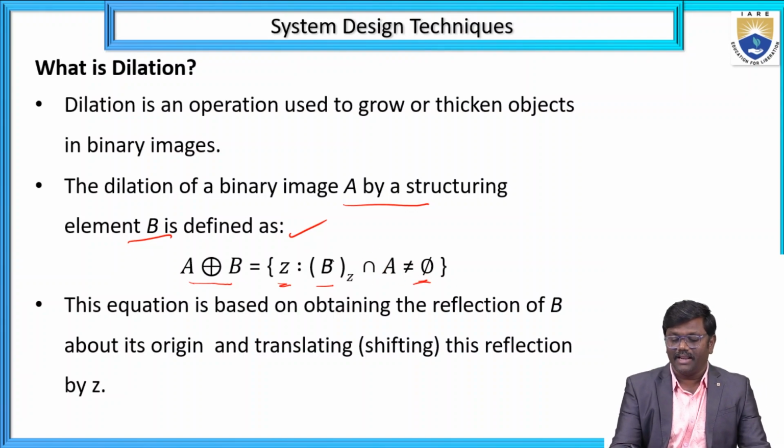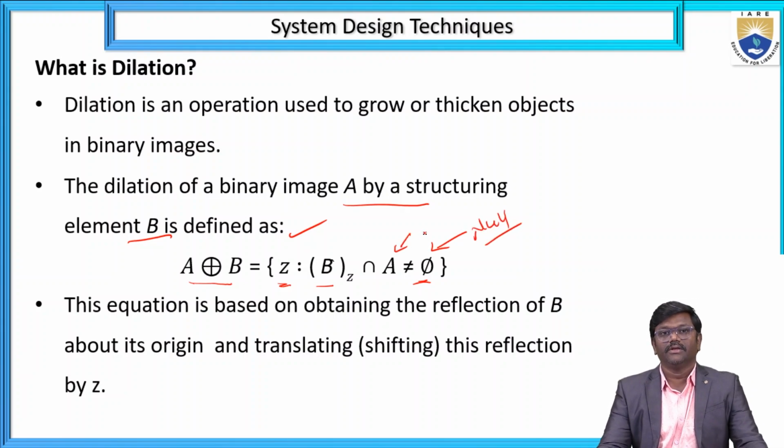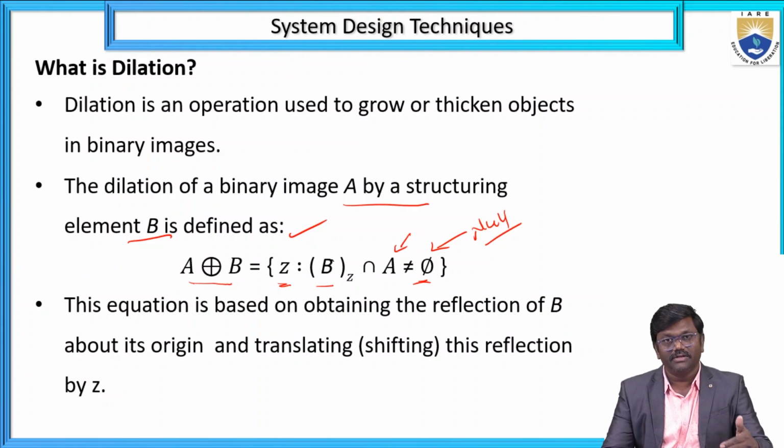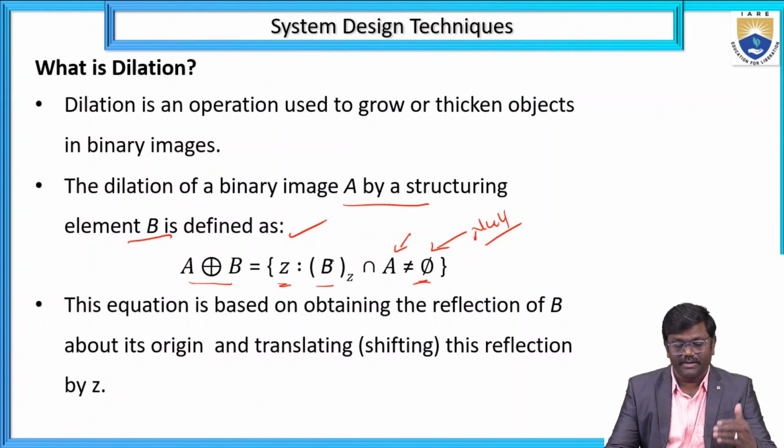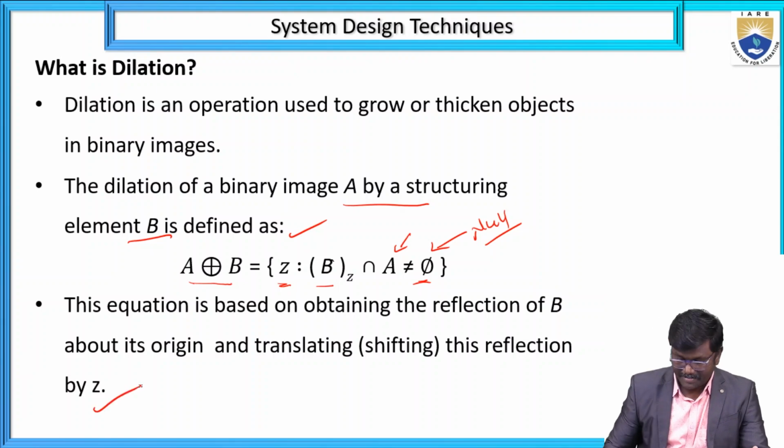Phi is nothing but null. Does not equal null, so that means it always contains certain information. Coming to these two, the equation is based on obtaining the reflection of B about its origin and translating, shifting this reflection by Z.